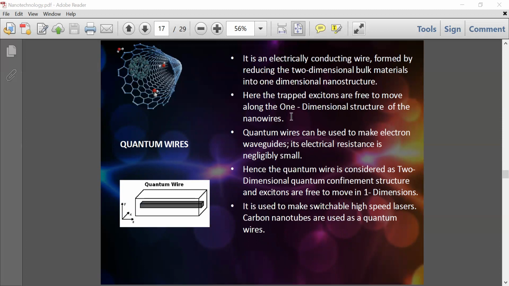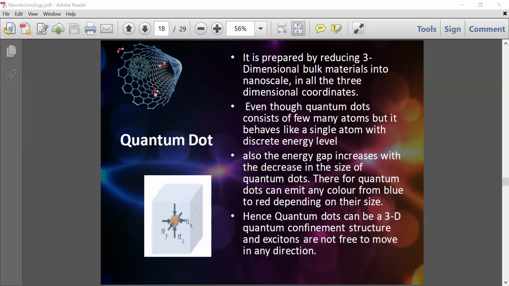And quantum wires: here two-dimensional confinement or one-dimensional material. Here the electrons are free to move along one-dimensional structures, and the confinement is along two dimensions. So along two dimensions the electrons are confined, and along one dimension the electrons are free. So this is known as one-dimensional material or two-dimensional confinement.